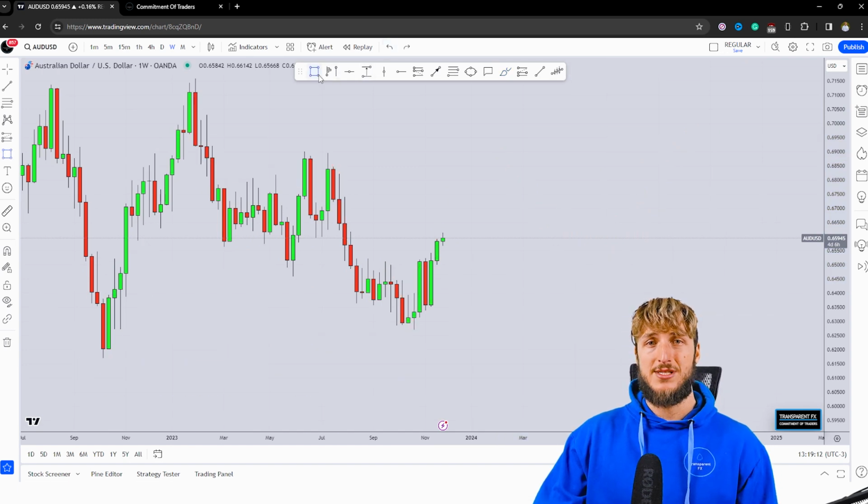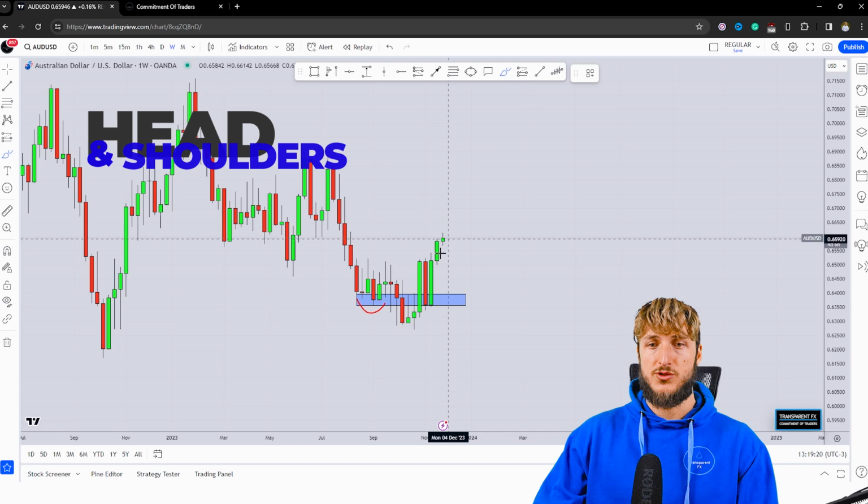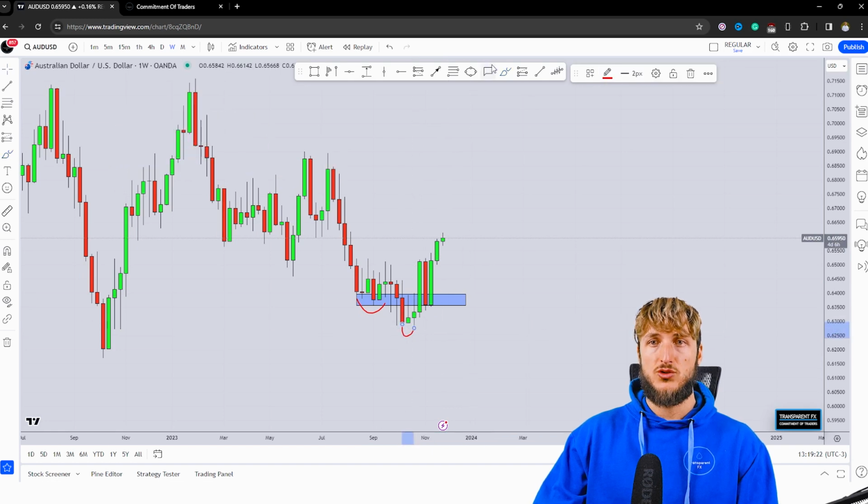We can also notice that the reversal pattern in this case was precisely an inverted head and shoulders. With the left shoulder here, we also had the head here, and the right shoulder was just created at this level 2 weeks ago when the market tested its zone and started rejecting it to the upside.